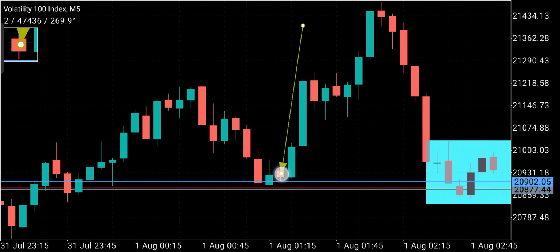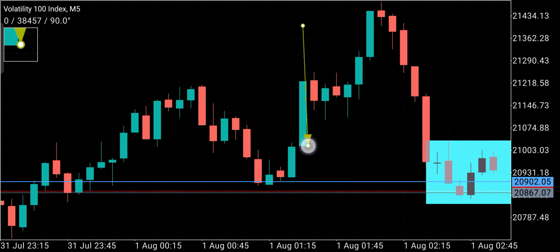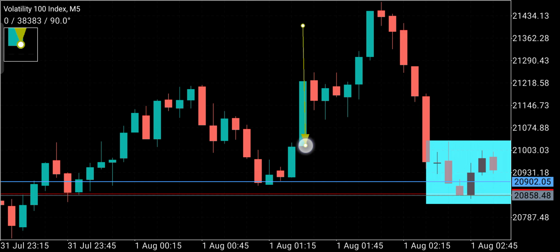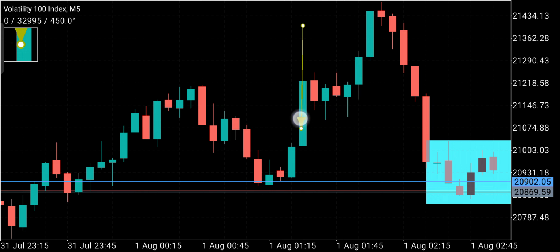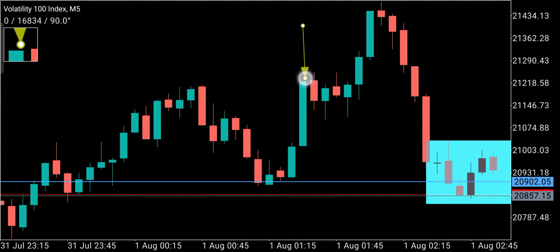Now we are ready to ride, but we want to see a candle that will engulf this candle for us to come in and place a buy entry. Now with this strategy, you are going to be holding your entry until price closes, until the very candlestick closes.